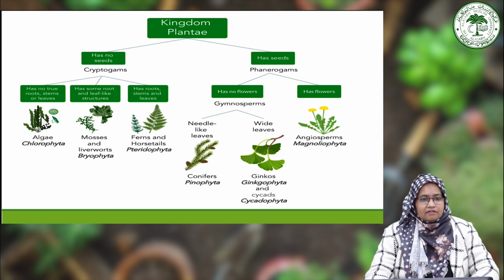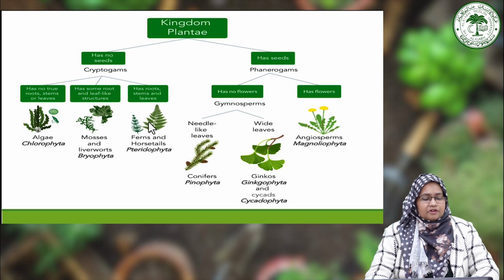The first category of plant, algae, are microscopic organisms. They are either unicellular or multicellular. Next category of plants are bryophytes. They also have a thalloid structure, but some mosses have a leaf-like appearance.